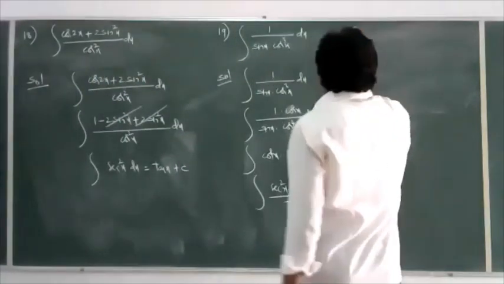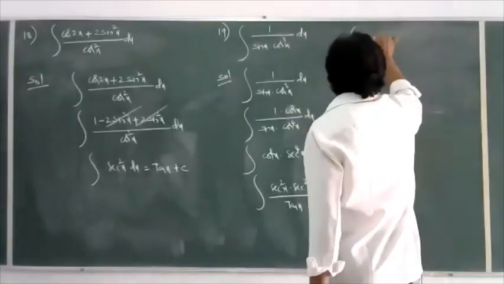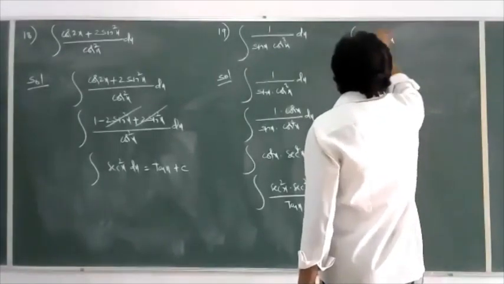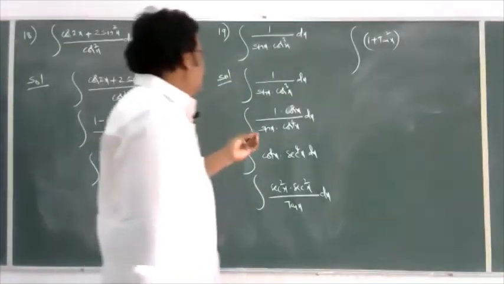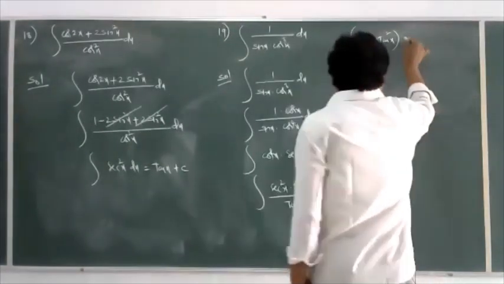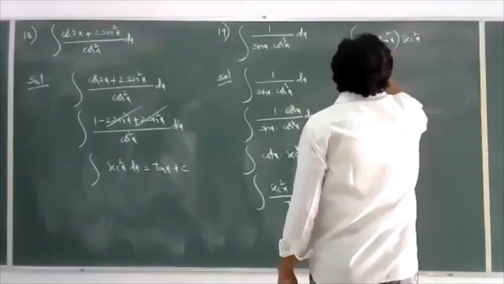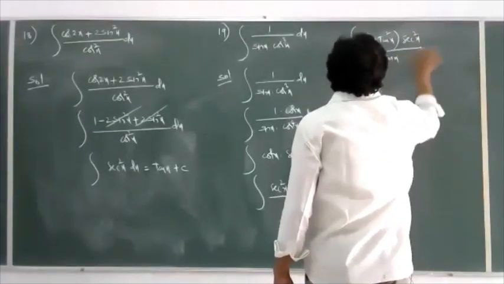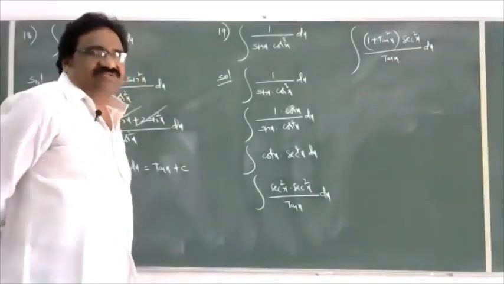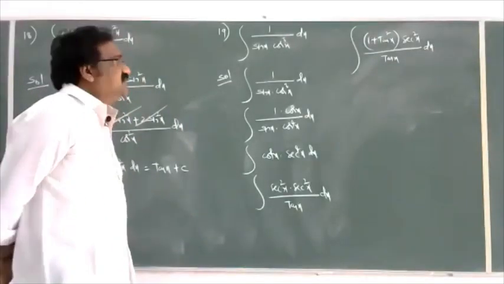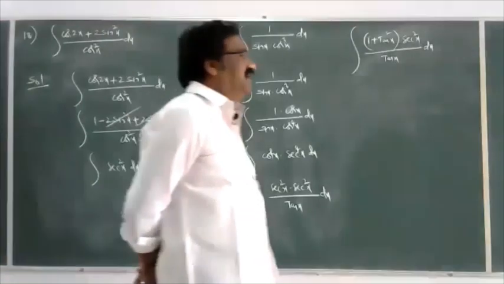Next step, integral: secant square x is equal to 1 plus tan square x. So it becomes (1 plus tan square x) into secant square x by tan x into dx.